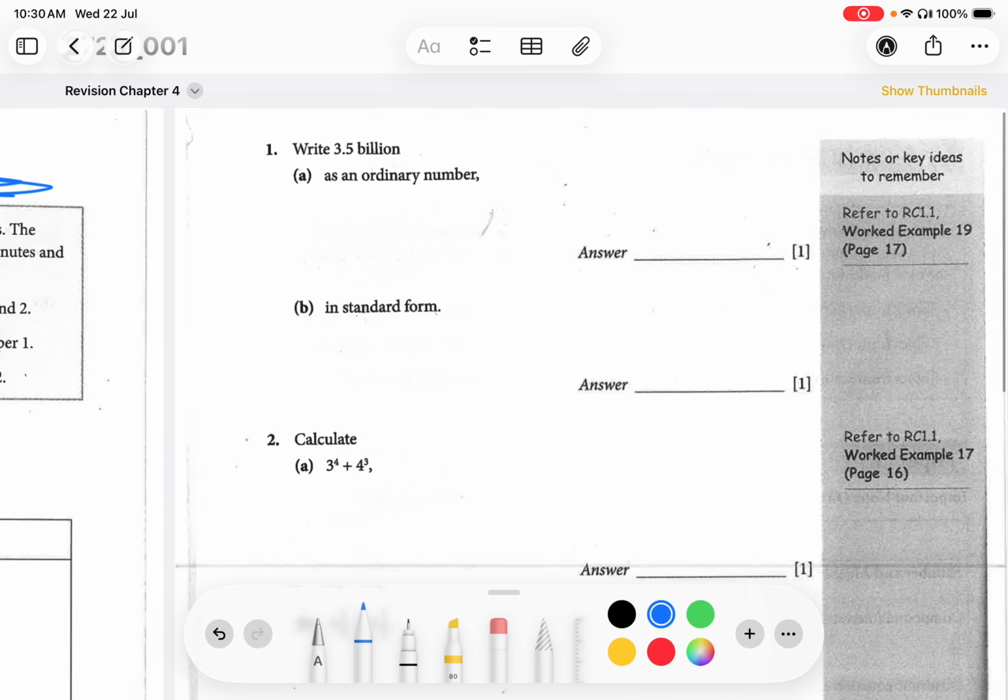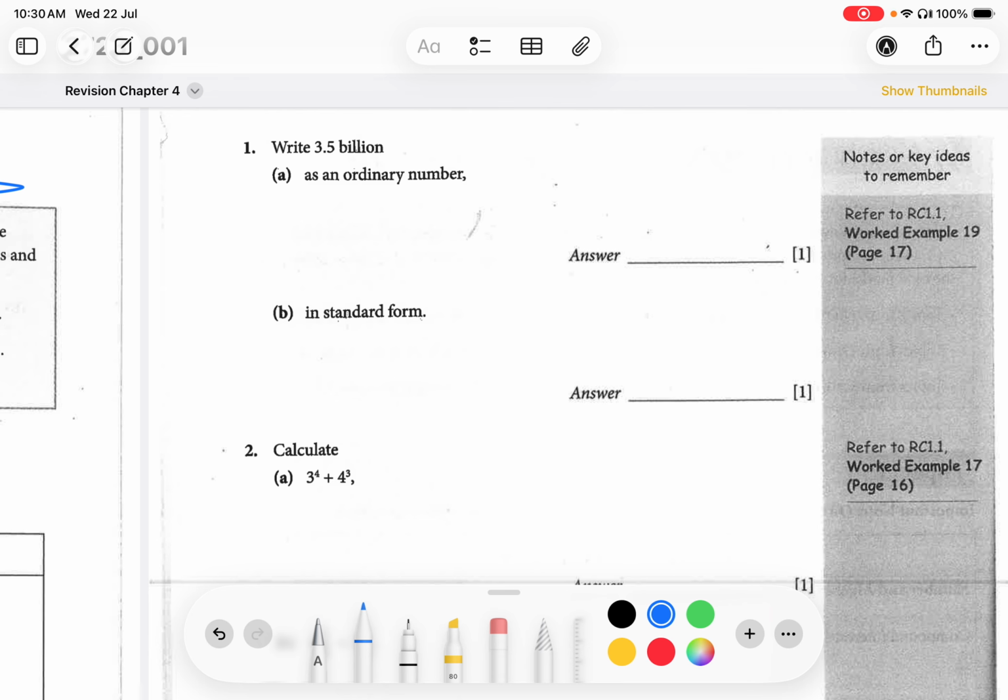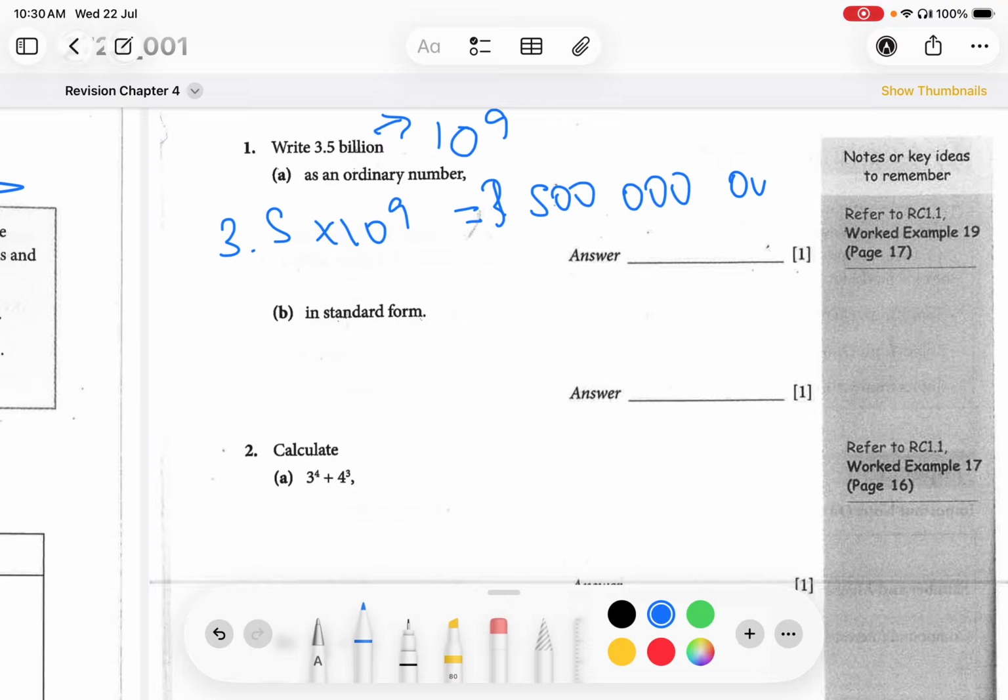Okay, so the first one, write 3.5 billion as an ordinary number. So billion is 10 power 9. So this is 3.5 times 10 power 9. You press calculator, right? 3,500,000,000. This is the answer.